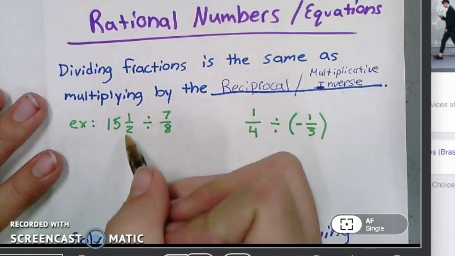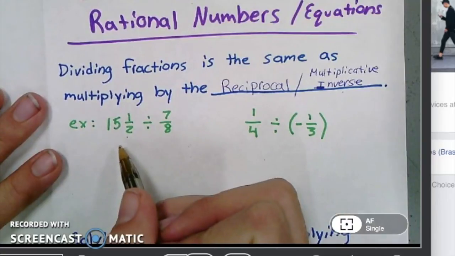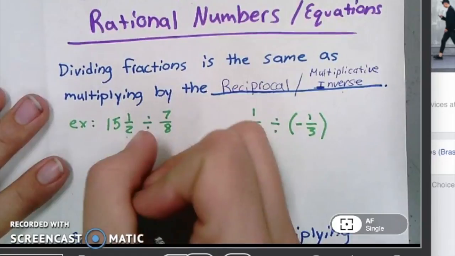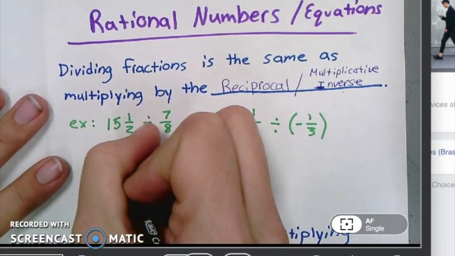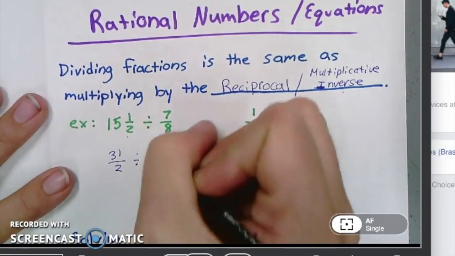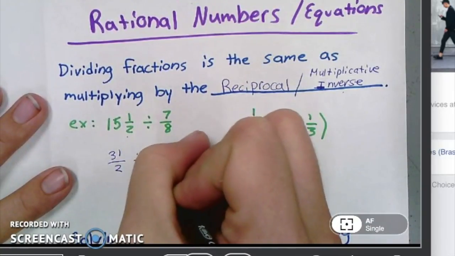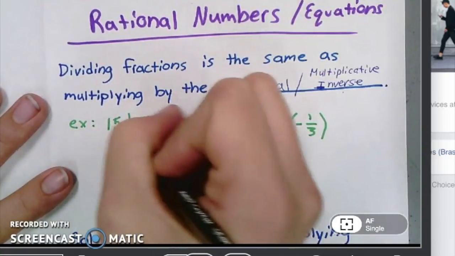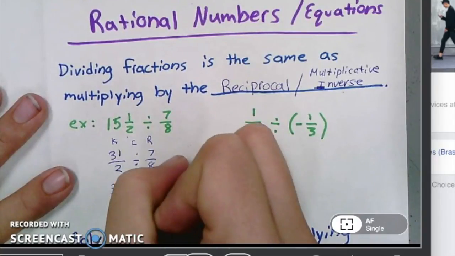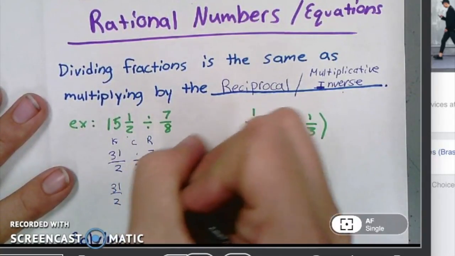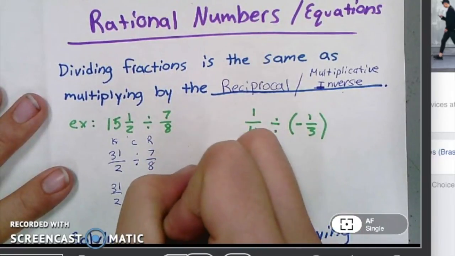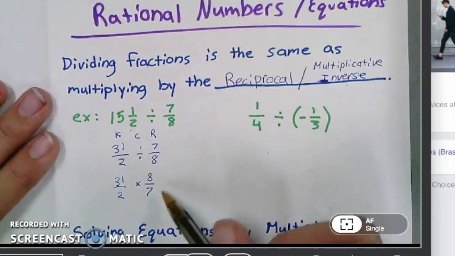Okay, let's look at some examples. So we have 15 1/2 divided by 7/8. Go ahead and make those into improper fractions. So 15 times 2 plus 1, we get 31 over 2, divided by 7/8, which can stay the same. Now we're going to do keep, change, reciprocal. 31 over 2 times, that's what I changed, and my reciprocal is going to flip these, so 8 over 7. Now I look to see if I can simplify.